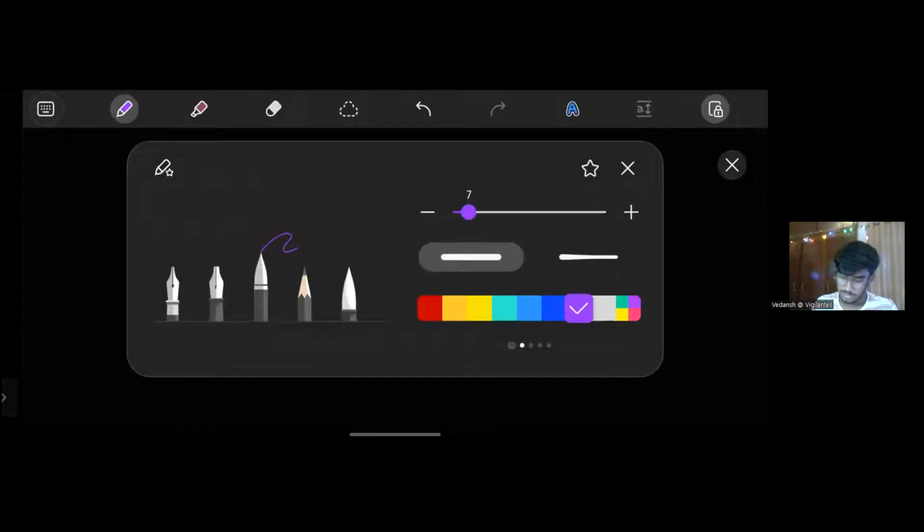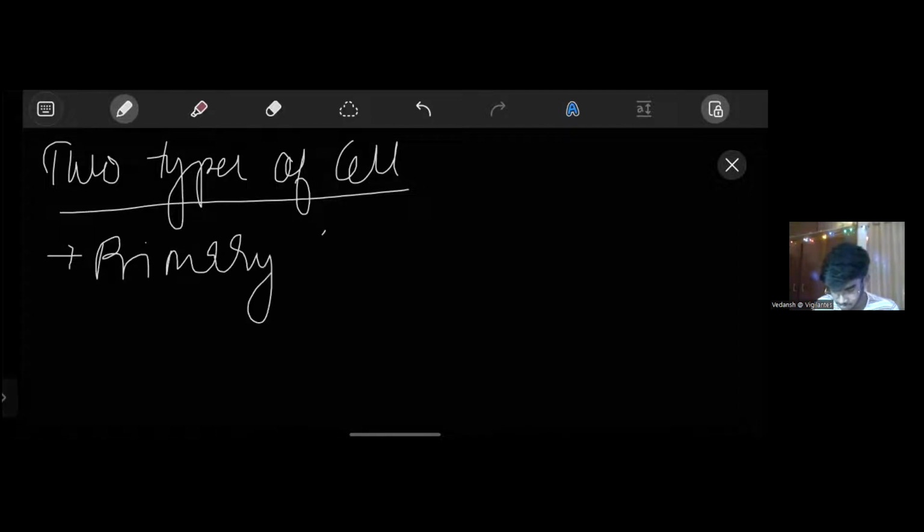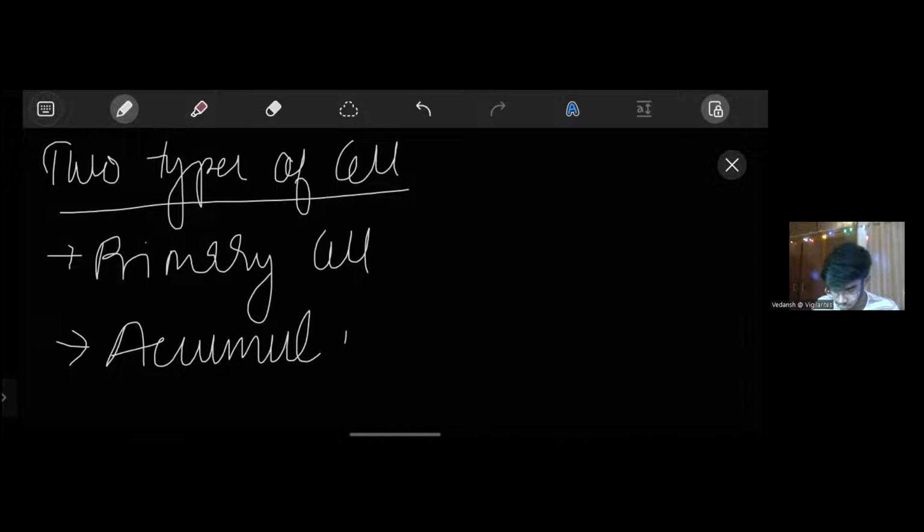Now, let us look at the types of cells. Yes, there indeed are two types of cells. The first one is a primary cell. The second one is indeed an accumulator, or you can say the secondary cell.